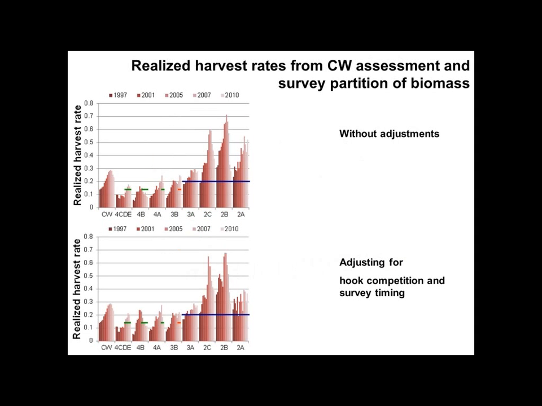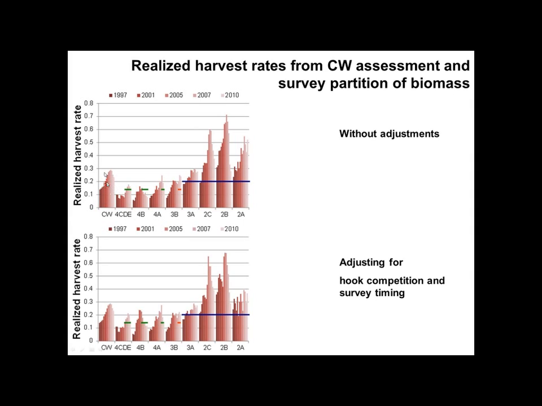So the previous slide showed departures between realized harvest rates estimated from this year and target harvest rates at the coast-wide scale. This one shows departures between realized and target harvest rates at the area-specific level. This column that says CW is coast-wide, and is the same series you saw in the previous slide in white bars. It goes from 1997 to last year, 2010, and shows the pattern we were describing before.